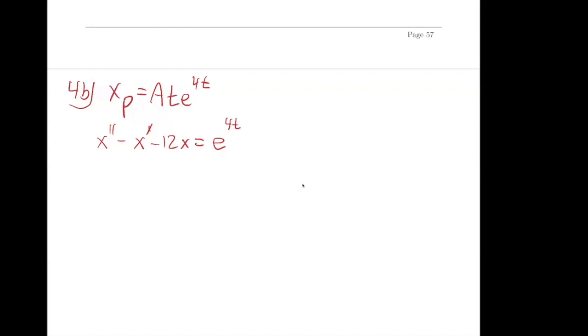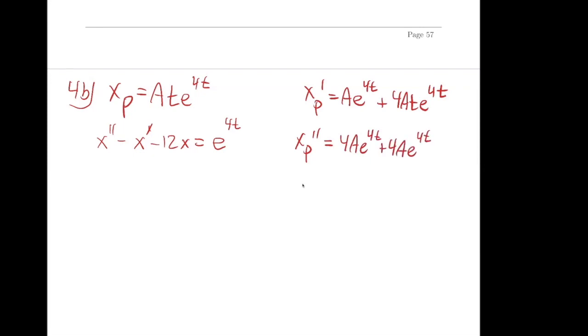That should be an x, in the sense that we have a t there, so you use the product rule on that. So the derivative here would be a e to the 4t plus 4at e to the 4t. We take the second derivative. And so these are what I'm getting for the derivatives.